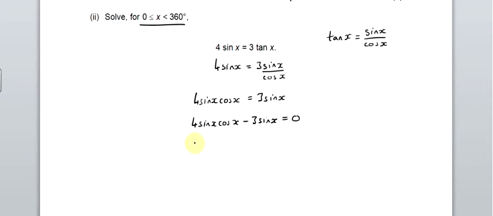Notice it's a common factor of sine x. So sine x, and then I've got 4 cos x minus 3. Now, you might ask me, how did you know how to do that?